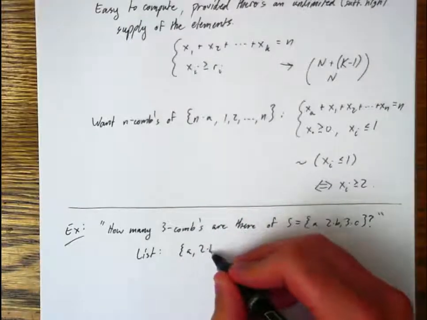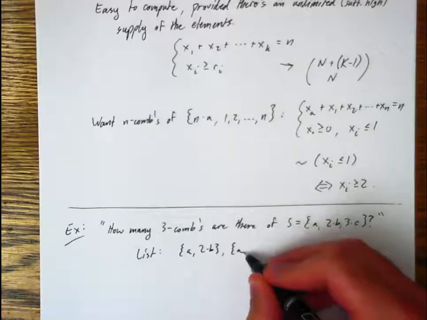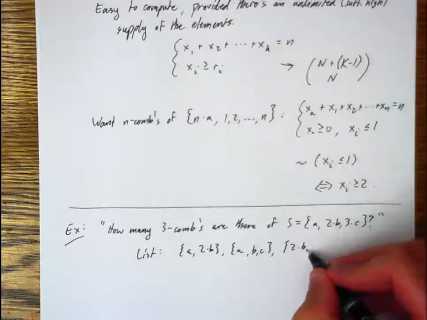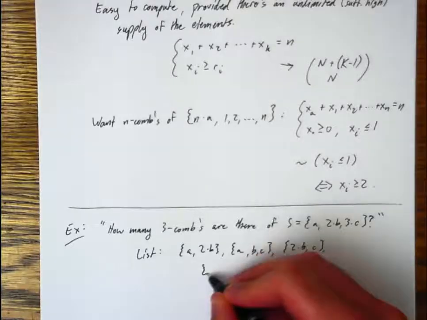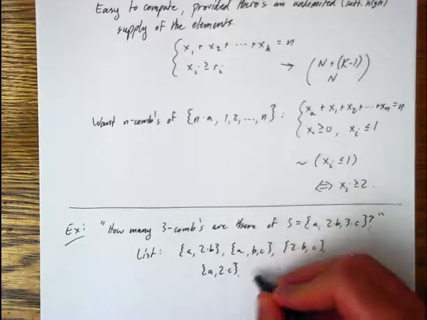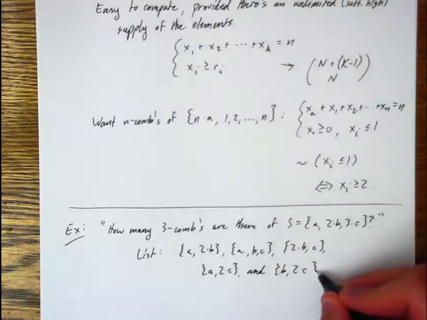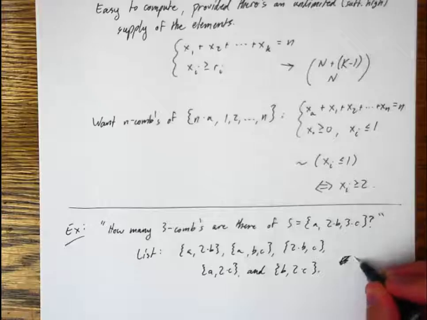This is A, 2 B's, A, B, and C, 2 B's and a C, A and 2 C's, and then finally 1 B and 2 C's. And there are five of these in total.